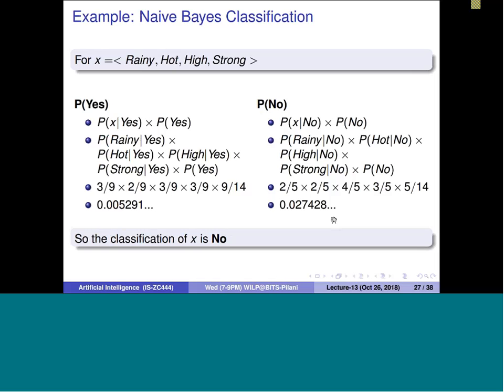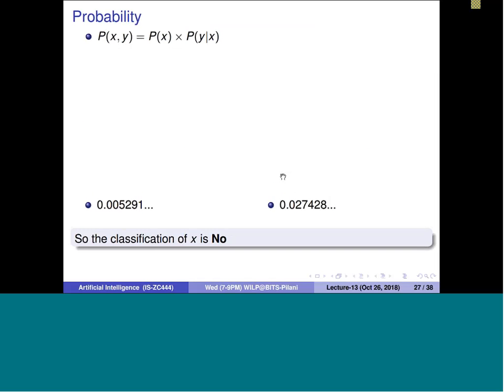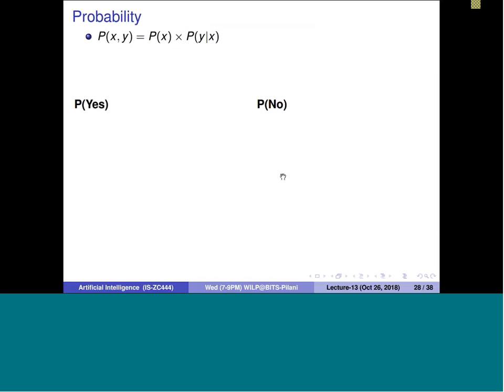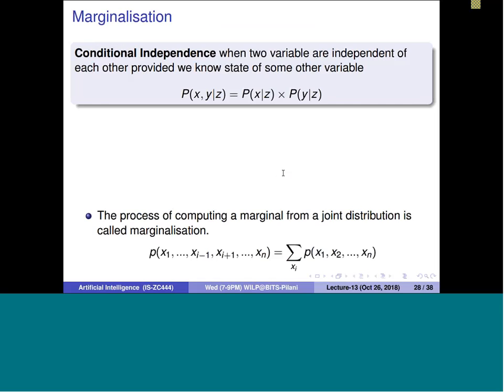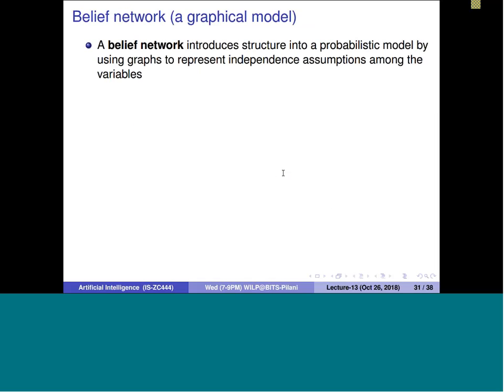Yes, very good. I'm very happy that you all have solved this particular problem. So this is how the naive Bayes classifier works, and you have done a fantastic job telling me that it can be done. The next topic that I want to pick up is a very important topic, the belief networks. Bayesian belief network, and that is a very important topic.